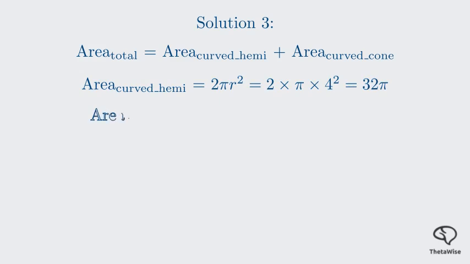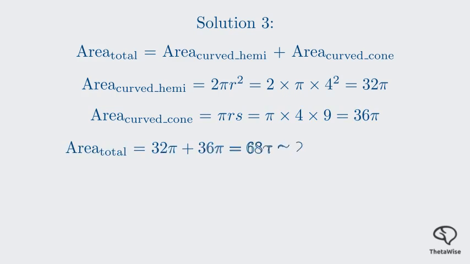Second, the curved surface area of the cone. The formula is pi rs, with r equals 4 and s equals 9. This is pi times 4 times 9, which is 36 pi. The total surface area is the sum, 32 pi plus 36 pi, which equals 68 pi. Numerically, this is about 213.6 square centimeters. This problem tests your ability to correctly identify the surfaces that form the boundary of a composite solid.